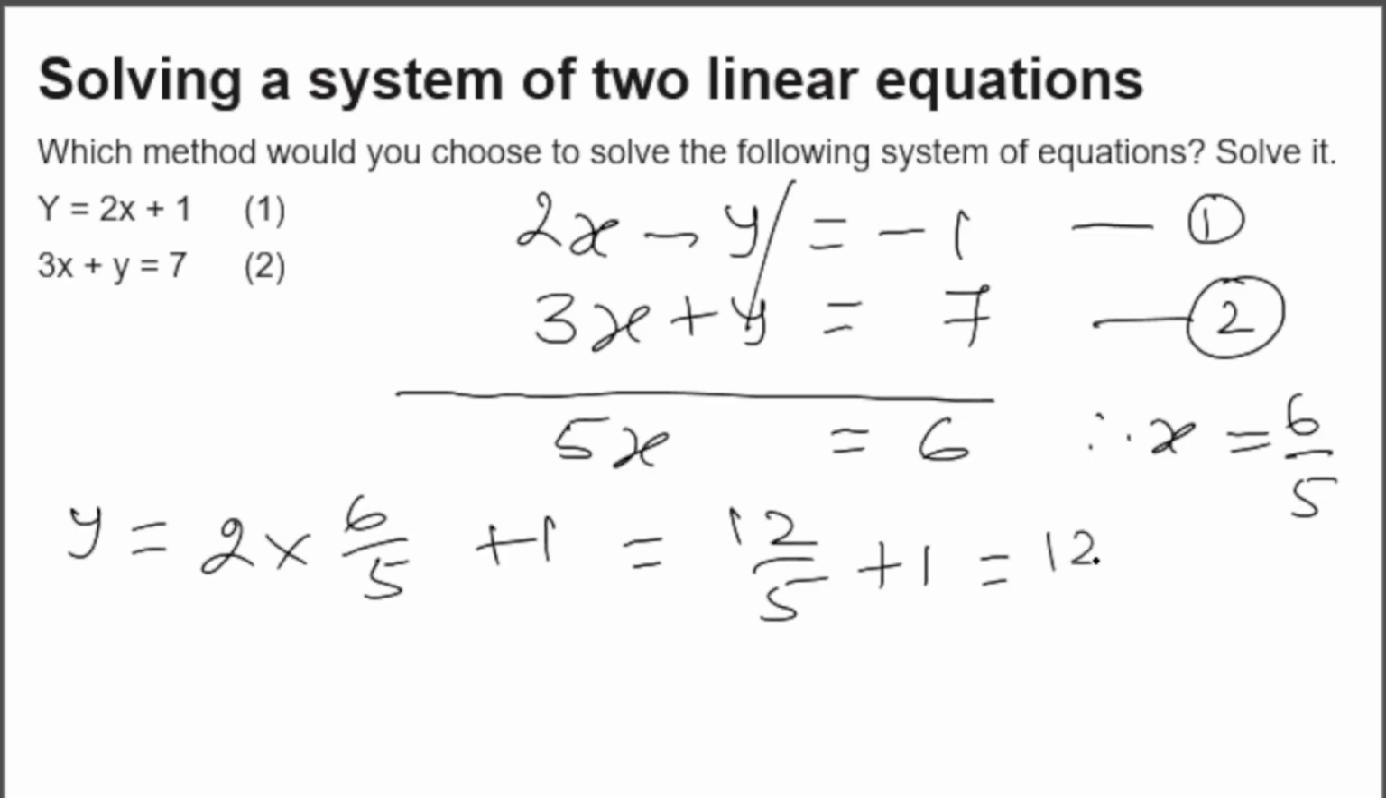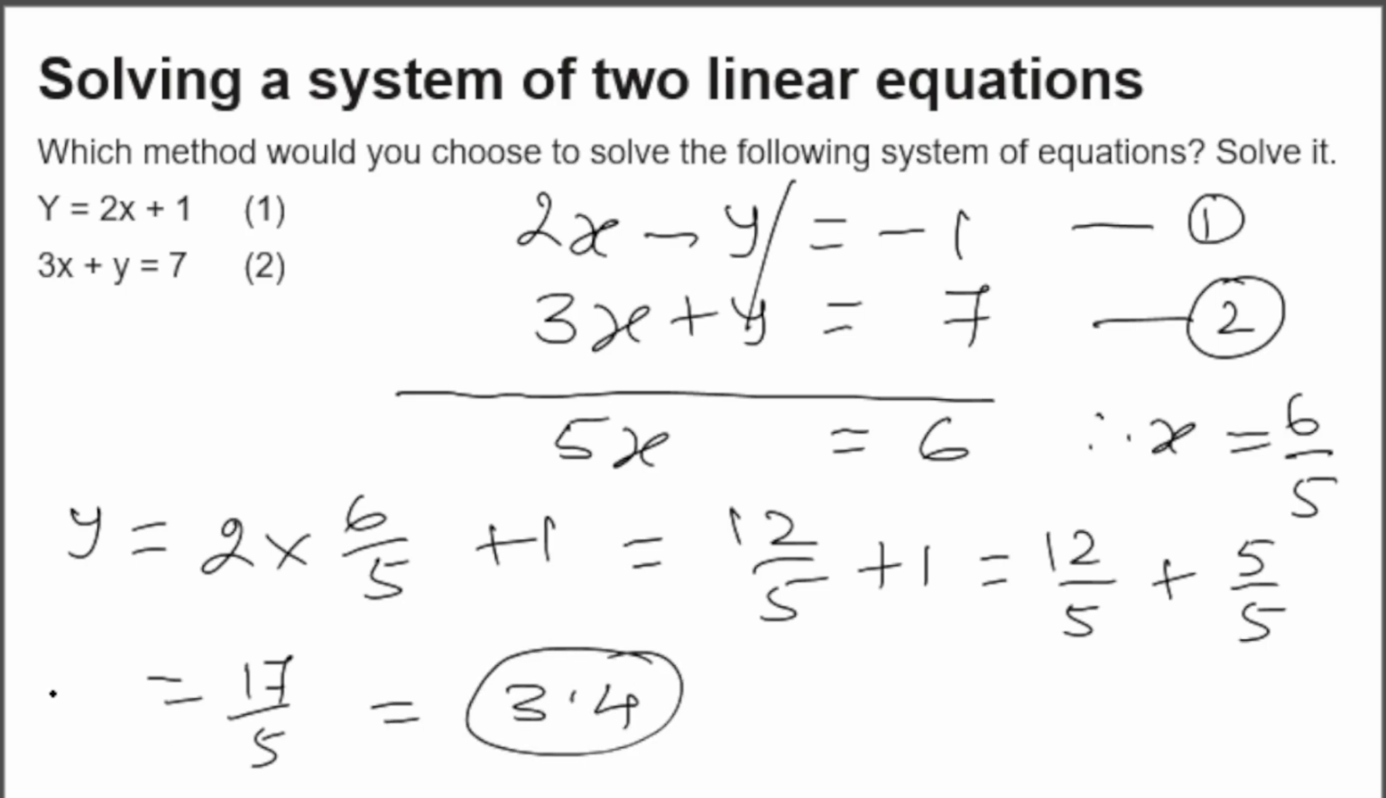And this is equal to 12 upon 5 plus, we can change 1 to 5 upon 5. So, this is equal to 12 plus 5, 17, 17 upon 5. That becomes equal to 3.4. Right? So this is the value of y. And if we change x is equal to 6 upon 5 into decimal system, it will be 1.2. So this is the second method.